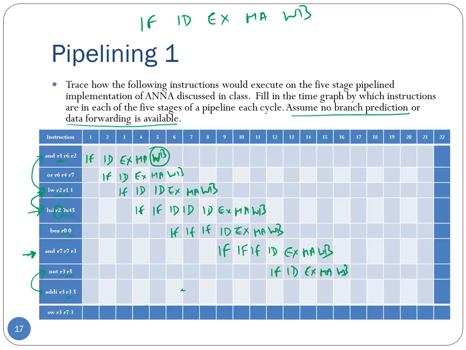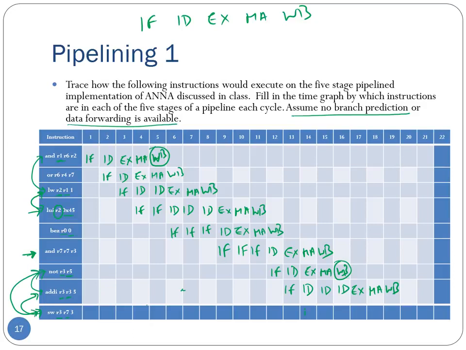So this ADD will fetch over here, move on to decode, but then it has to wait for the write back of that NOT to finish. So it will be held in the decode until cycle 16, and then it can move on to execute, memory access, and write back. Finally we have the store word instruction. The store word instruction reads R3 and R7, right? Notice that ADD writes into R3, NOT writes into R3, right? So there is a dependency between this store word and this ADD, and also between the store word and the NOT, right?